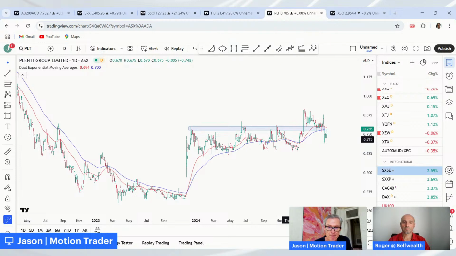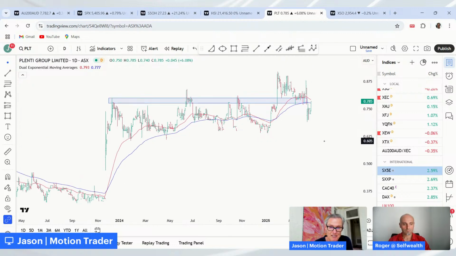Yeah, we had that nice breakout in January. It had been capped at around 78 cents for a bit over a year. Had the breakout, had the pullback to the breakout point. That's all textbook stuff. That's all fine. And then we had that breakdown. But the breakdown coincided with all that market volatility.